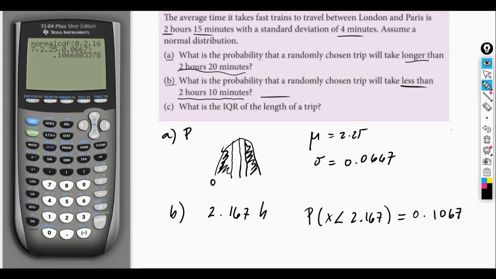The probability of x being greater than 2 hours and 20 minutes, which is about 2.333 hours, is going to also be 0.1067. Now, you can obviously solve this using a different method by, for instance, finding the z-score for the maximum and then just using the normal cumulative distribution function from the z-score corresponding to this value up to the maximum.